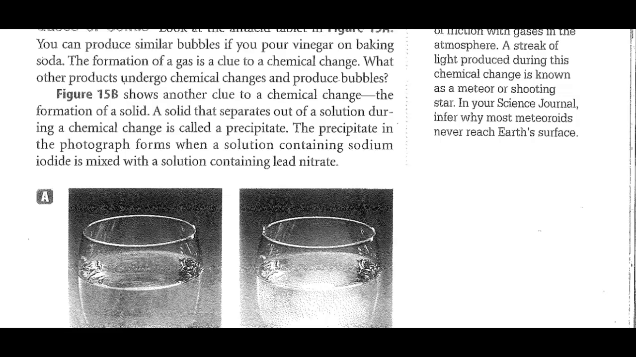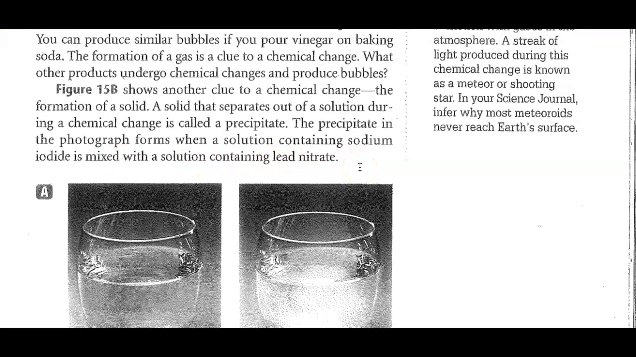Figure 15b shows another clue to a chemical change, the formation of a solid. A solid that separates out of a solution during a chemical change is called a precipitate. The precipitate in the photograph forms when a solution containing sodium iodide is mixed with a solution containing lead nitrate.